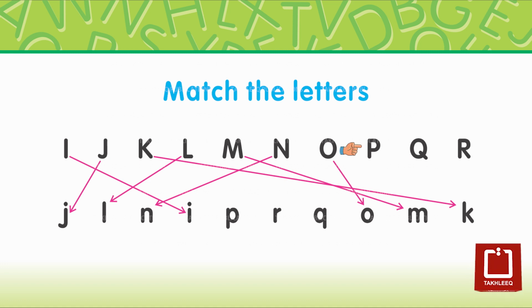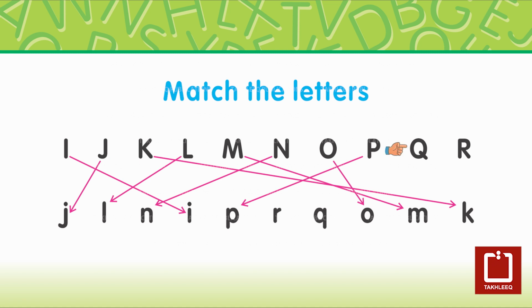This is capital letter P. Now we search small letter P in the second row. J, L, N, I, P. Yes, this is small letter P. So we match capital letter P with small letter p.